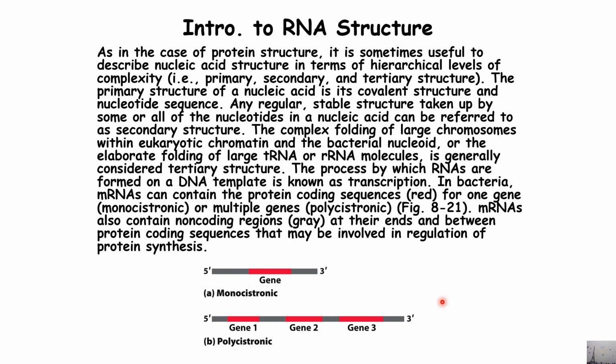to as secondary structure. Now the complex folding of large chromosomes within eukaryotic chromatin and the bacterial nucleoid, or the elaborate folding of large tRNA or RNA molecules, is generally considered tertiary structure. So the process by which RNAs are formed on a DNA template is known as transcription. In bacteria, mRNAs can contain the protein coding sequences for one gene, monocistronic, or multiple genes, polycistronic. mRNAs also contain non-coding regions at their ends and between protein coding sequences that may be involved in regulation of protein synthesis.